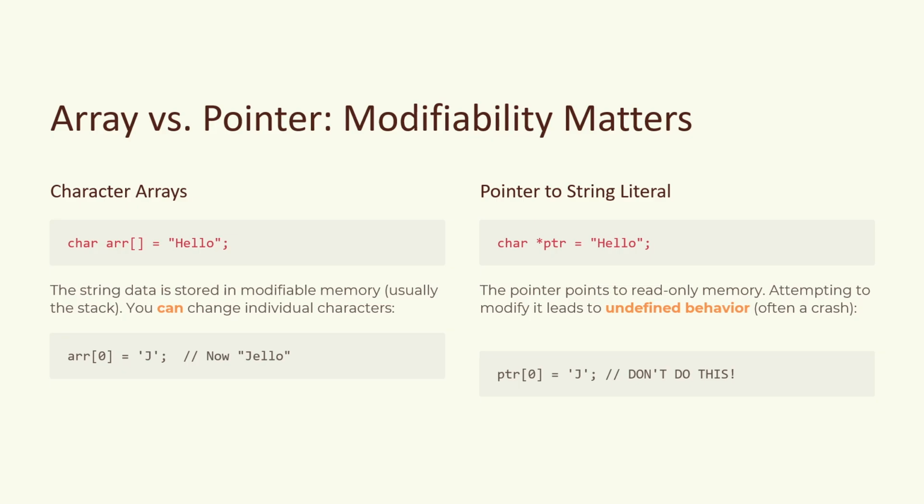For example, here we have declared a char array hello. If we want to change H with J, directly we can specify array of 0 is equal to J. This string data is stored in modifiable memory. You can change the individual characters.